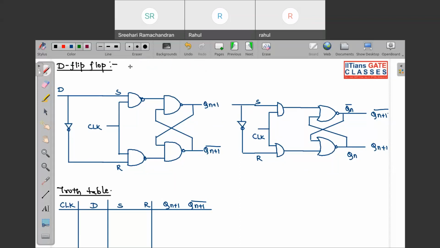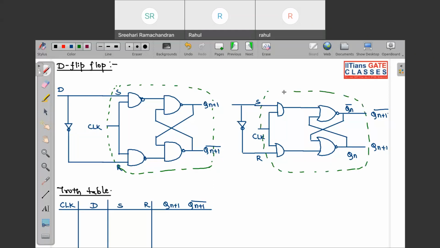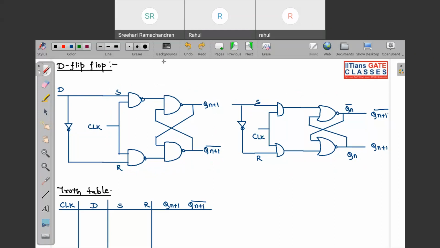You can see this part. This is your SR flip-flop using NAND gates. This is your SR flip-flop using NOR gates. So we have your D flip-flop, and how do we construct that? Simply connect S to D and R to D complement. So you can see I have made one D over here and D complement.